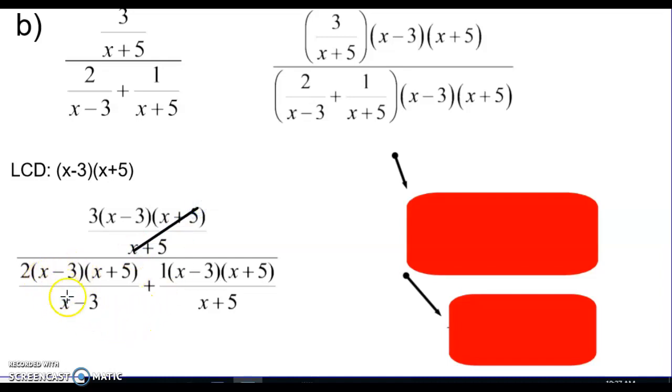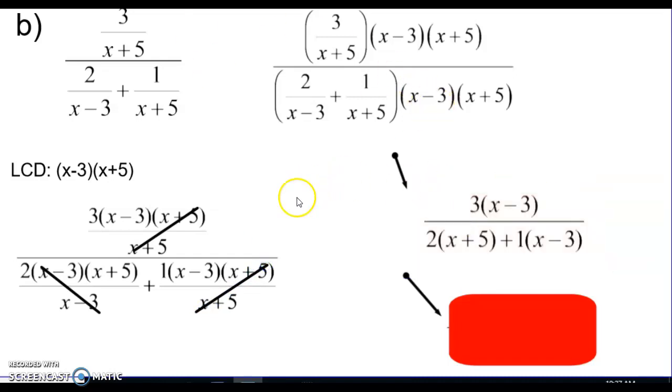Same thing here, you have an x minus 3 over an x minus 3, they will cancel. And then you have an x plus 5 over an x plus 5, so those will cancel as well. So what you are left with is just the 3 times x minus 3, 2 times x plus 5, and then this 1 times x minus 3.